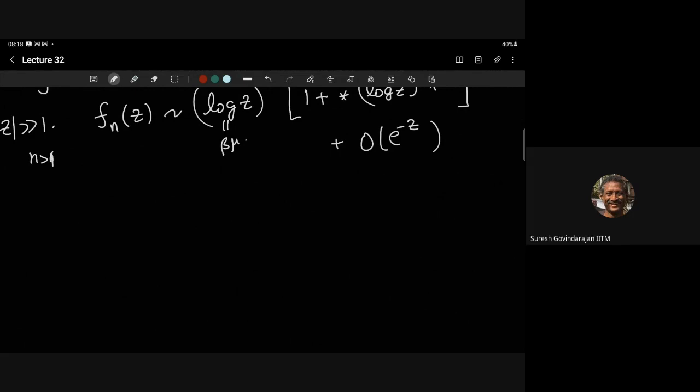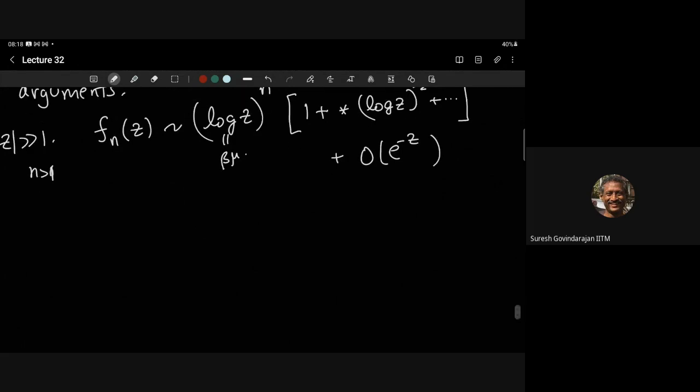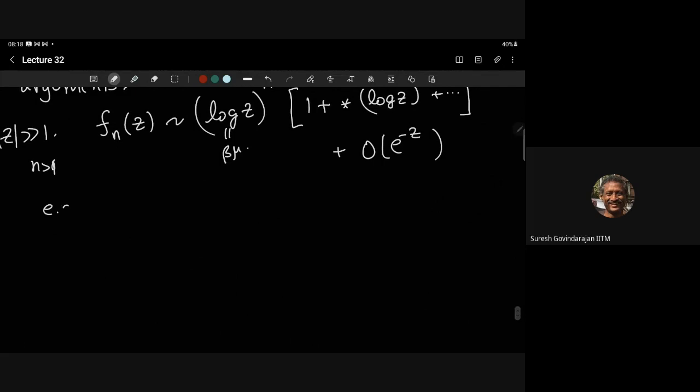Let us, for example, write the answer for F_{3/2}. F_{3/2} of Z is equal to, I have it somewhere.